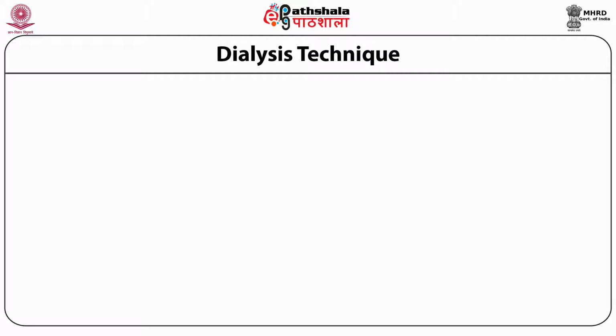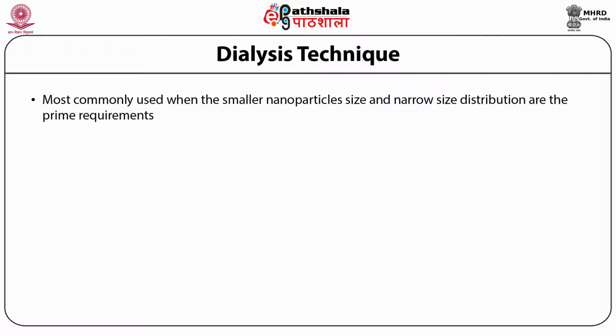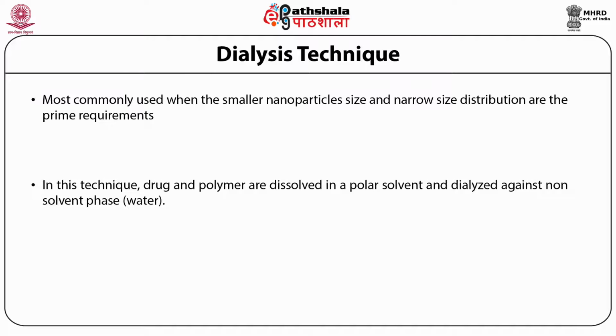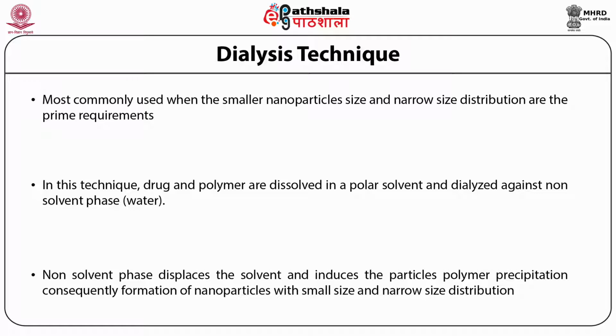Now the next technique is the dialysis method for the preparation of nanoparticles. This technique we generally use when smaller particle size with a narrow distribution range is required. In this technique, drug and polymer are dissolved in a polar solvent and poured into a dialysis bag of appropriate cutoff pore size, followed by dialysis against the non-solvent phase, that is water. The non-solvent phase displaces the solvent and induces polymer precipitation, consequently forming nanoparticles with small size and narrow size distribution.